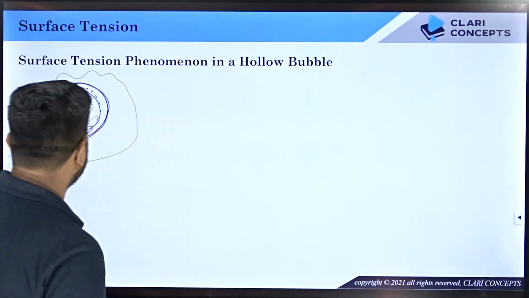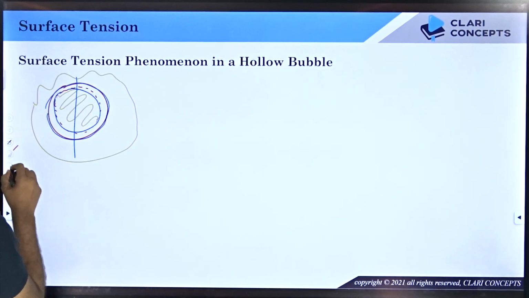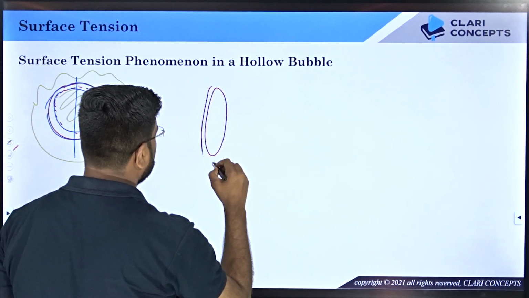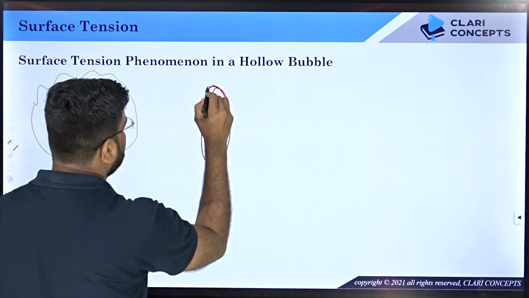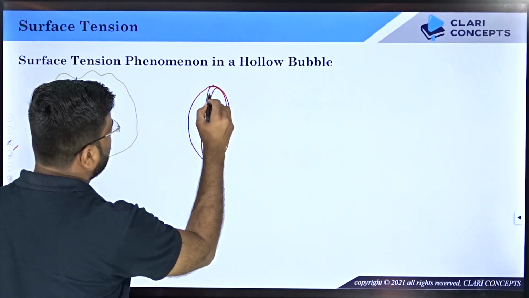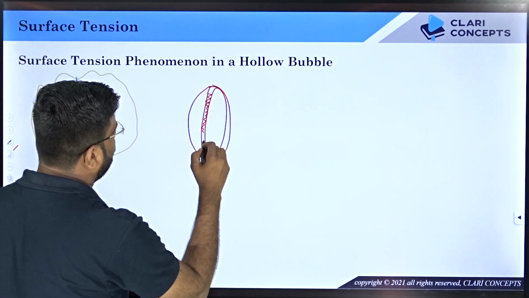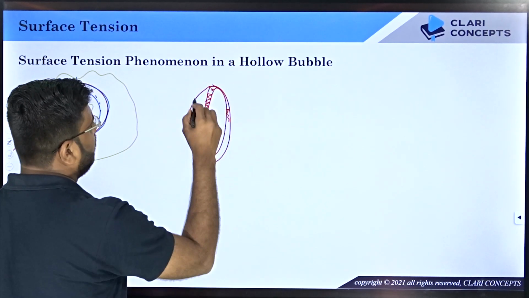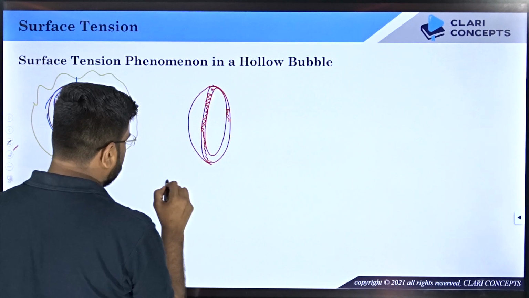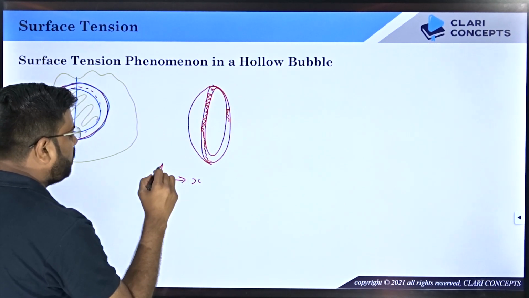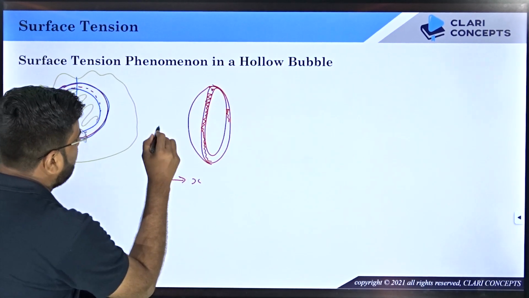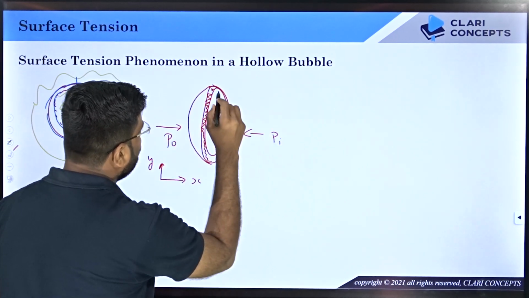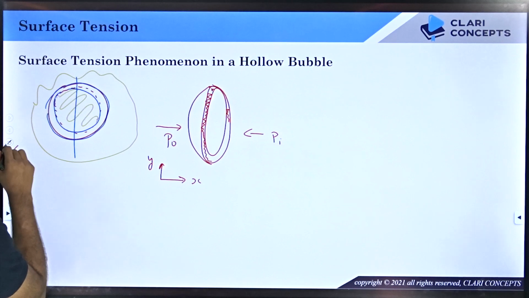Now if you cut this bubble in two halves and if you try to draw the geometry of this, it will be like this. There will be a kind of thickness and then this is like. So this particular thickness will be of soap kind of bubble material, and within this will be air, outside this will be air, right? And now if you try to look at the forces along x direction, you will see that let's say outside pressure is PO, inside pressure is PI, and now there are two surfaces which are in tension.